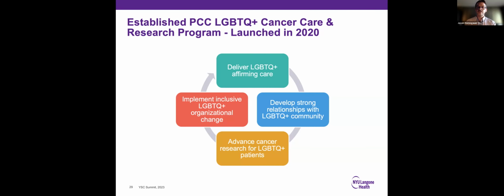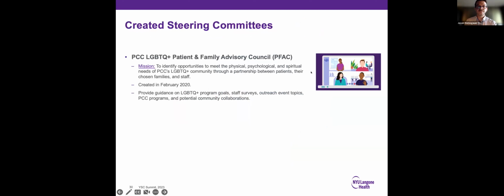Advanced cancer research, again, helping to better understand and close the gaps, and then implement organizational change. Again, systemic changes that can have a benefit and impact, not just for LGBTQ plus individuals, but other marginalized communities as well, or those at the intersection of multiple marginalized identities.